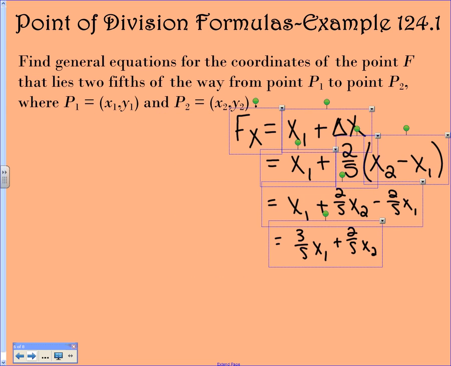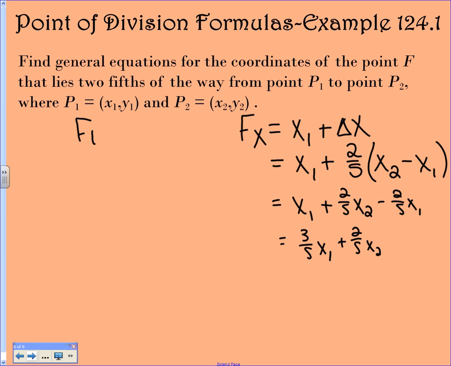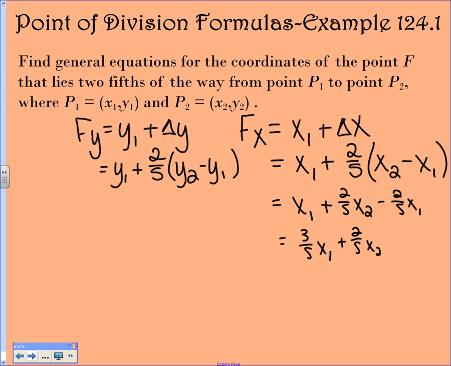So we start with our y1, and then we're going to add the change in our y. The change in y, you do your fraction, which is 2/5, and then what goes in our parentheses? y2 minus y1. And then from here, all it is is algebra. So y1 plus 2/5 y2 minus 2/5 y1.